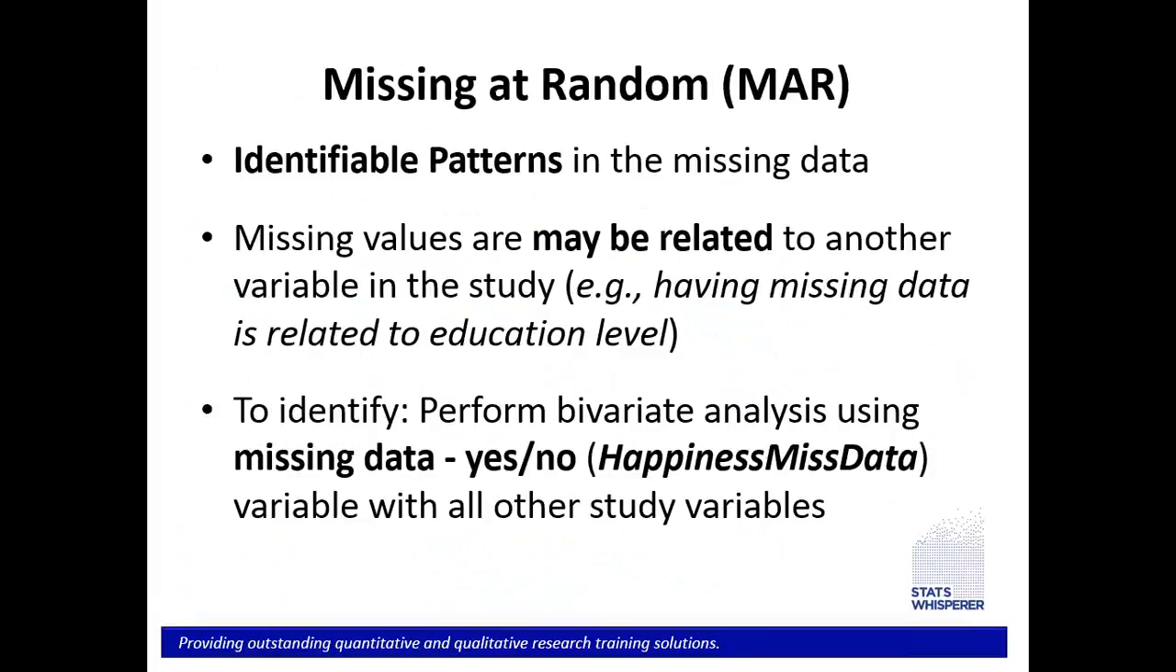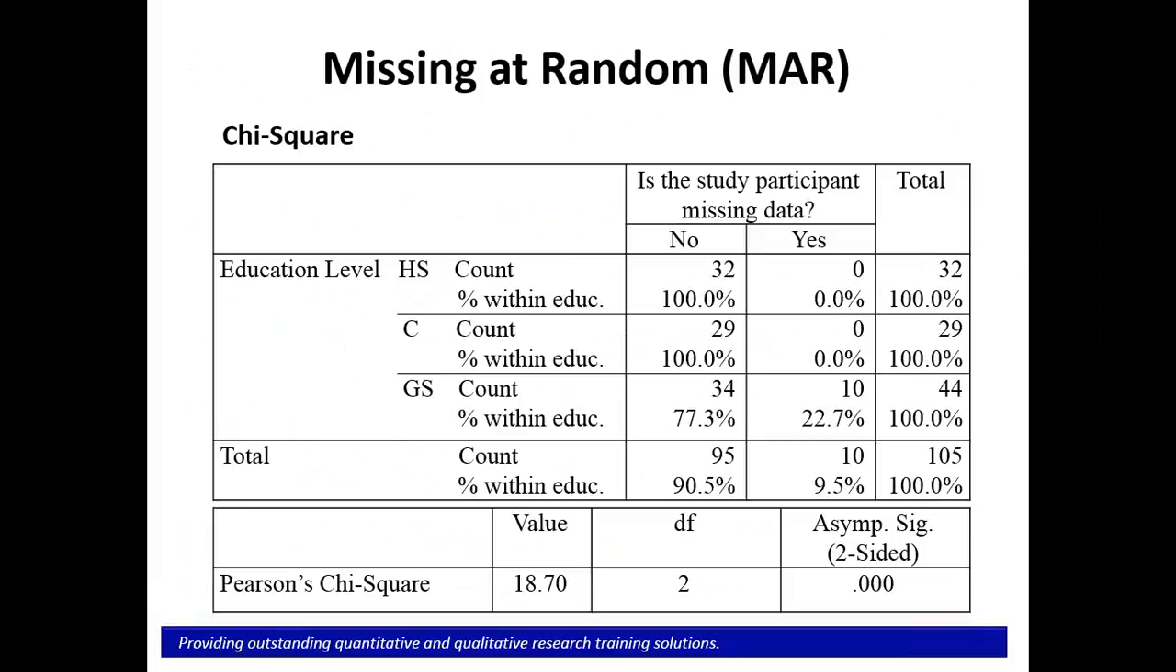Now, missing at random. The first thing you need to know is the name doesn't really fit the situation. Missing at random actually means there are identifiable patterns in the missing data. However, we can identify the variable that relates to the identified pattern. So the missing values may be related to another variable in the study, such as our highest level of education. Let's go back to our chi-square and see what that would look like, back to our bivariate analysis.